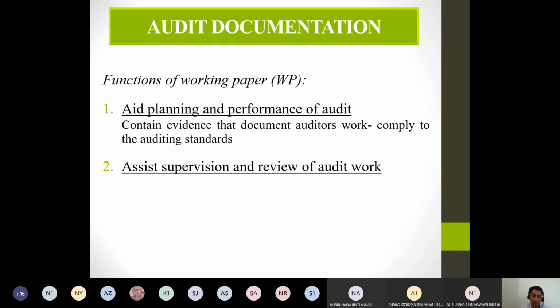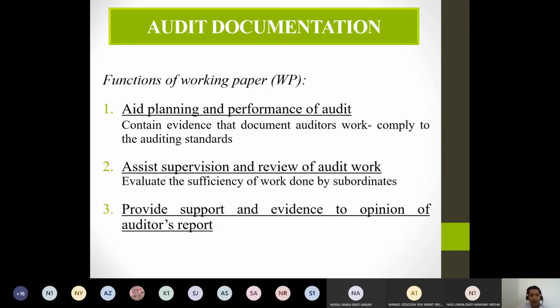So let's say the manager or the partner, or the team leader of the audit team, they need to supervise and review the work of their team. They will supervise and review based on the audit working papers or the audit documentation.